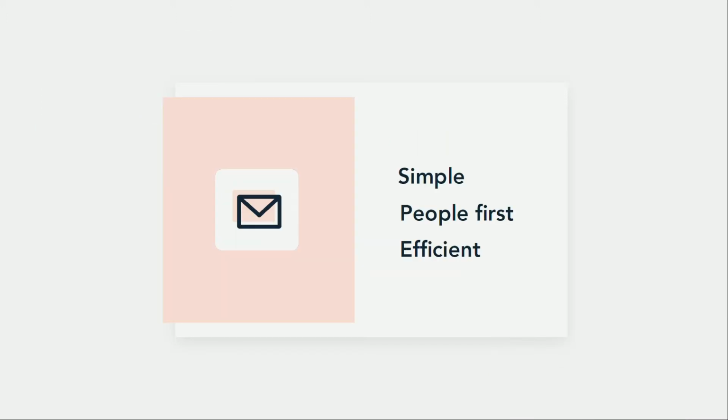Let's do an example. Let's say we're building a mail app. And our principles are, it needs to be simple, people need to be first, it needs to be very human, and also it needs to be efficient. We know apps are on the go, mail is in and out, we don't want to spend too much time on it. Okay.